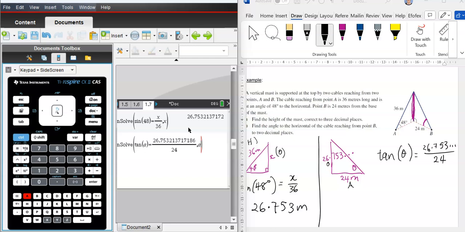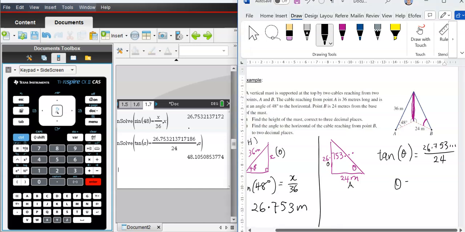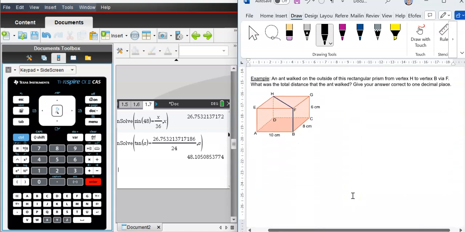I'm solving that for A. If you've noticed in the one above, I used X for a side length and A for an unknown angle. When I solve that one, 2 decimal places on that answer would be 48.11. And the unit would obviously be degrees. Okay, so that's example 1 done for you.